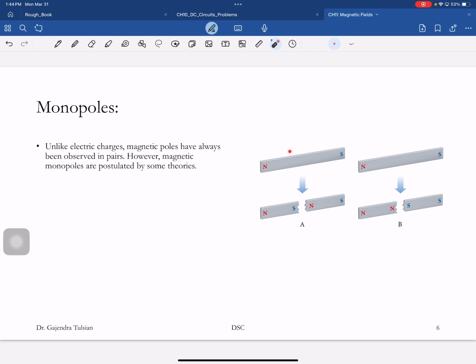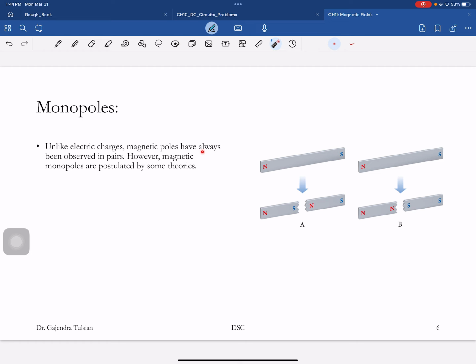Here's what happens. When you break a magnet, you don't destroy its magnetism. What you get is two magnets, a north pole and a south pole. You keep doing it. You break this, what do you get? Another magnet. You get two more magnets. Every time you break a magnet, you get two more magnets. Essentially, this will go to the atomic level. So in a simplistic picture, the atoms are magnetic. The story is a little more complicated than that, but okay.